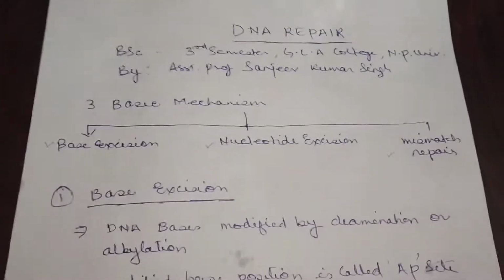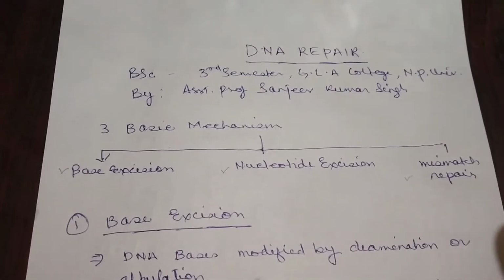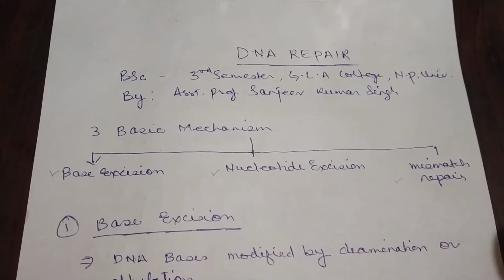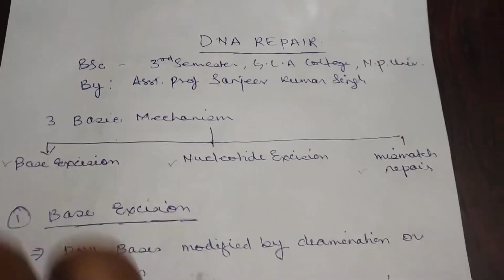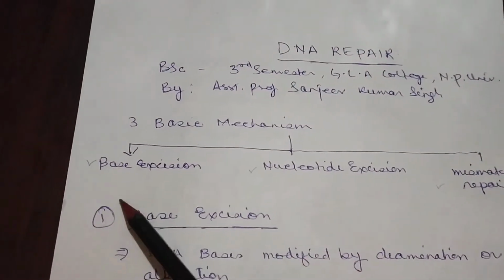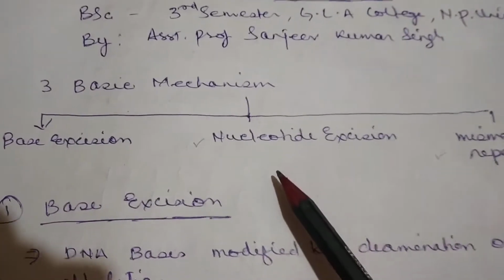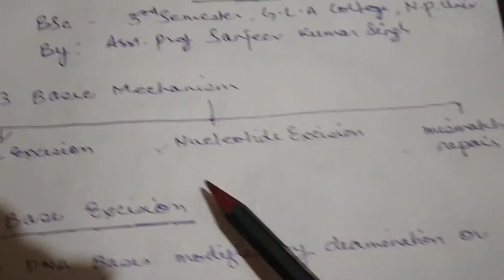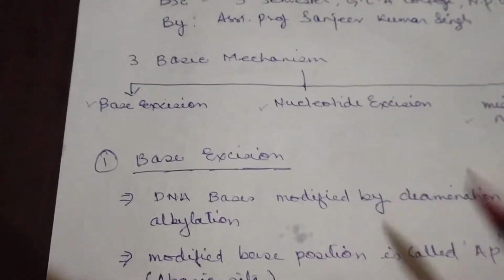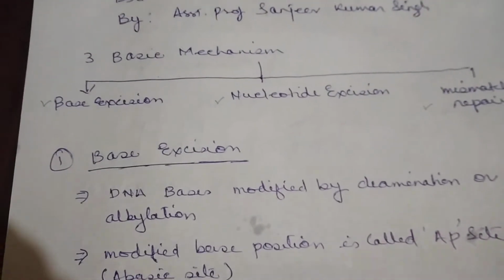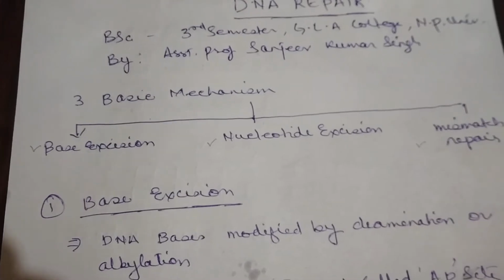Now, when the damage is done, there are different mechanisms, but broadly there are three basic mechanisms through which DNA repair takes place. The first is base excision repair. The second is nucleotide excision repair. And the third is mismatch repair. Now, I'll be dealing with them separately in different videos. In this video, I'll be dealing with base excision repair.